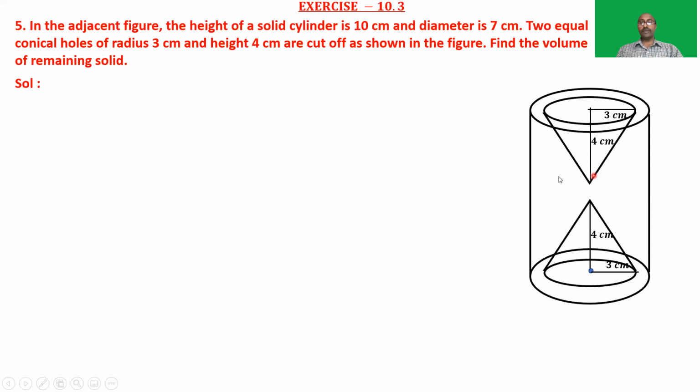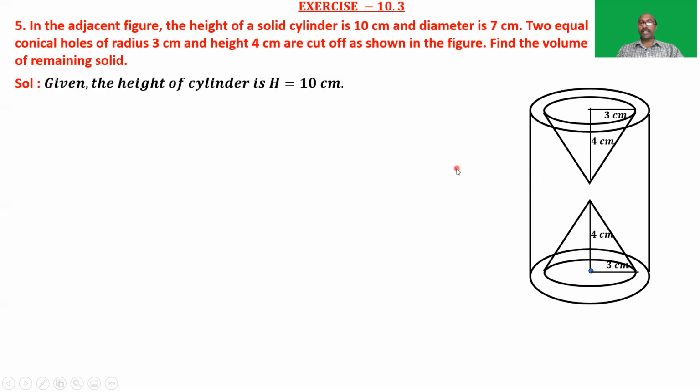In this figure, we can see that from the solid cylinder of height 10 centimeter and diameter 7 centimeter, two equal conical holes of radius 3 centimeter and height 4 centimeter are cut off. And we have to find the volume of remaining solid in the cylinder. So here the measurements of both cylinder and cones are given.